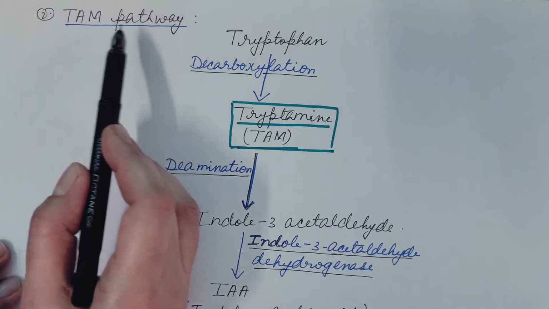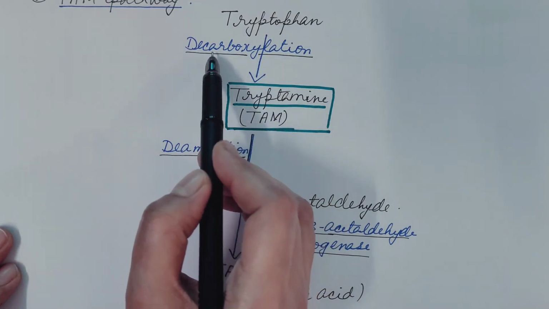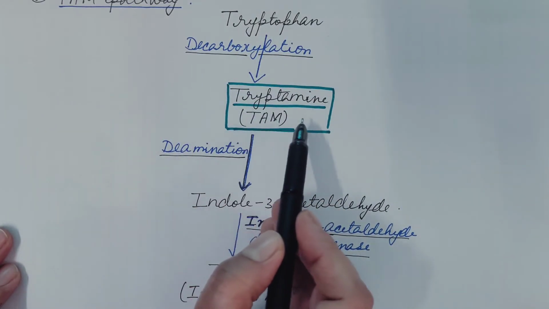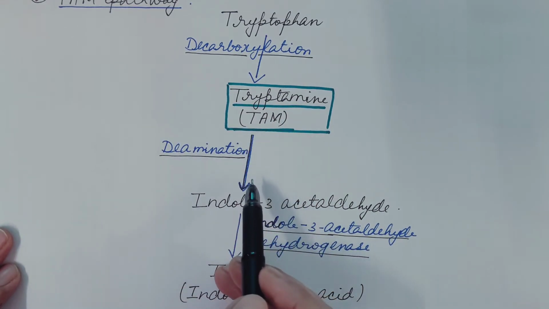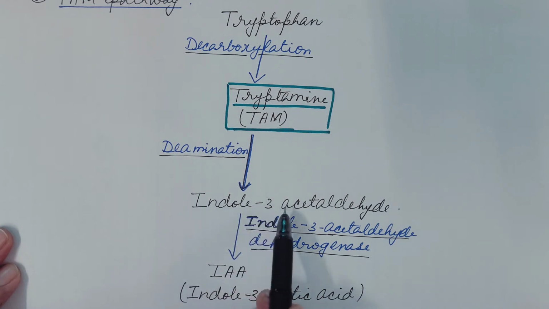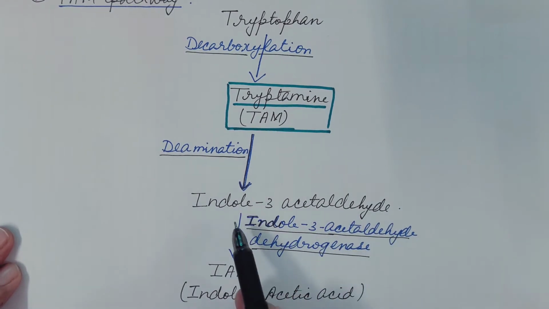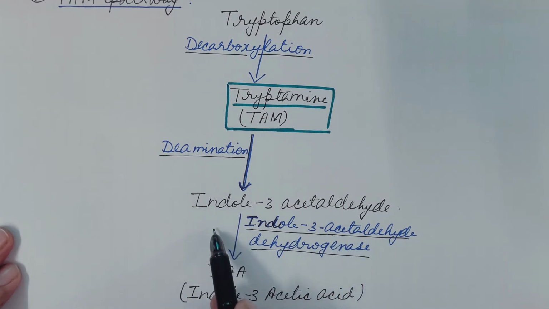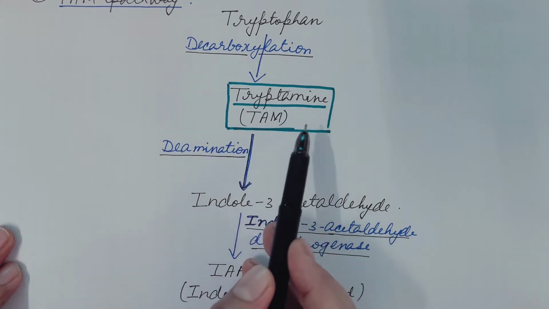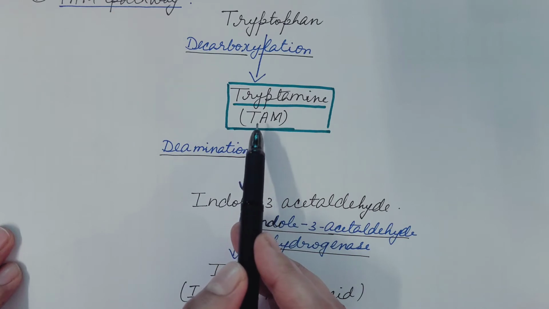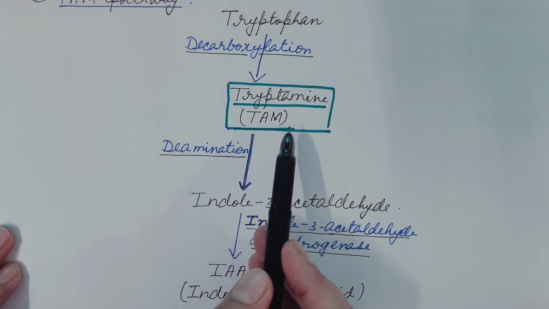Now second is the TAM pathway. Here tryptophan undergoes decarboxylation and is converted into tryptamine, in short TAM. Then this undergoes deamination and is converted into indole 3-acetaldehyde. This indole 3-acetaldehyde undergoes dehydrogenation in the presence of the enzyme indole 3-acetaldehyde dehydrogenase and is converted into indole 3-acetic acid. Here the first intermediate is tryptamine or TAM, hence it is known as the TAM pathway.